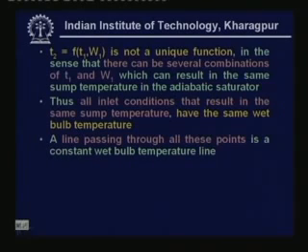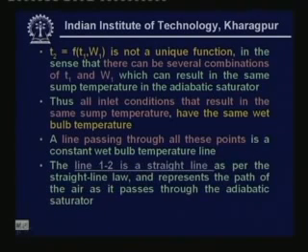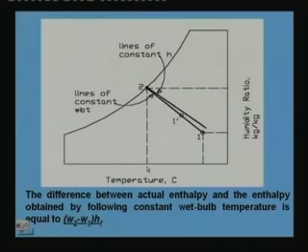A line passing through all these points is a constant wet bulb temperature line, because all these points have the same wet bulb temperature. The line 1, 2 is a straight line as per the straight line law and represents the path of the air as it passes through the adiabatic saturator.